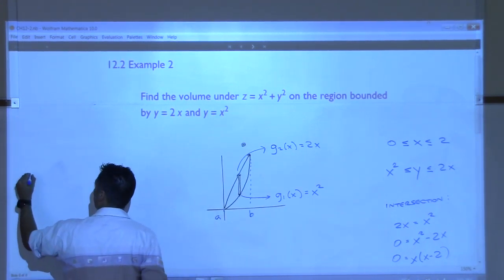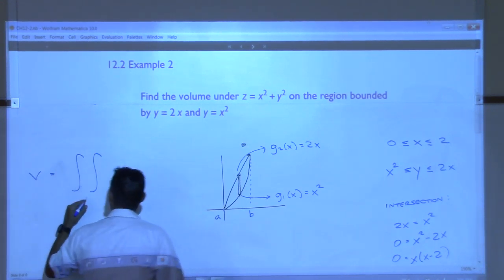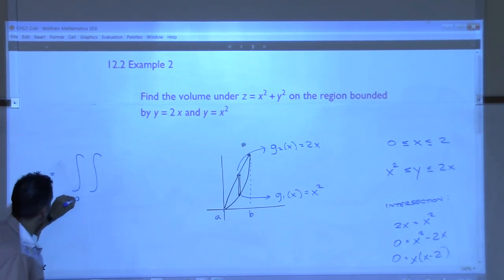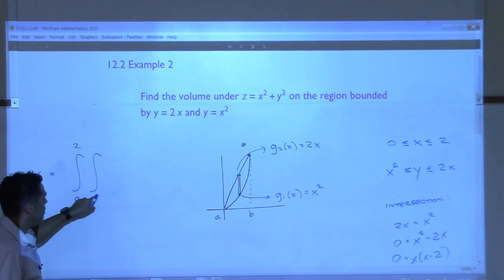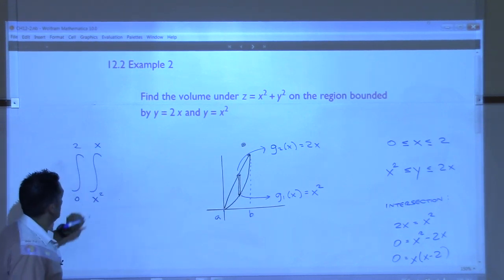So the volume of this, I'll call it V, will be the double integral. So in our first integral sign here, our limits of integration will be our restrictions on x. So for us, it'll be 0 to 2. And then our inside integral will be our restrictions on y, which are from x squared to 2x, sorry.